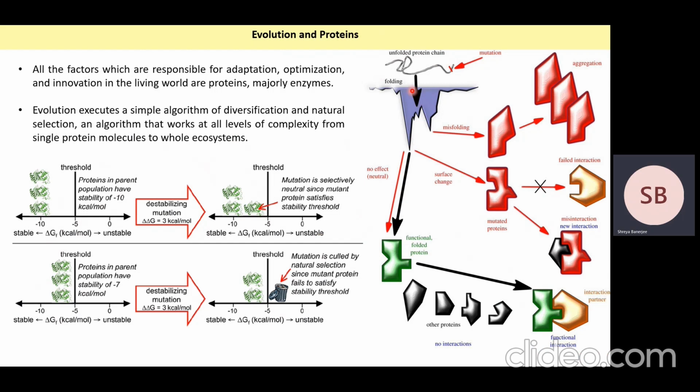So that is how, if it has a negative effect, that mutation will be discarded by evolution. If it has a positive effect, like it is binding to a new partner and that is giving some positive effect, then that mutation will be allowed, and slowly the original protein will start to die out and the new protein will dominate. Or it can be a neutral mutation where the structure doesn't change and it still binds to its old partner.